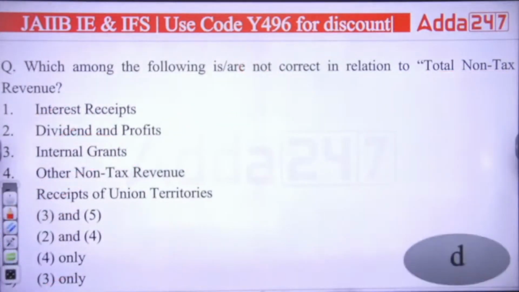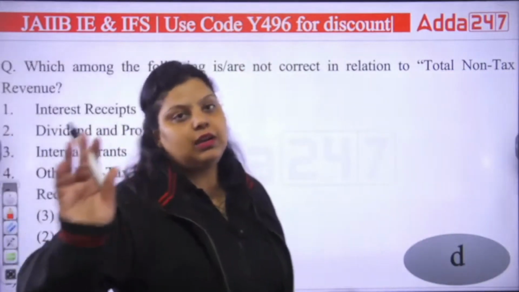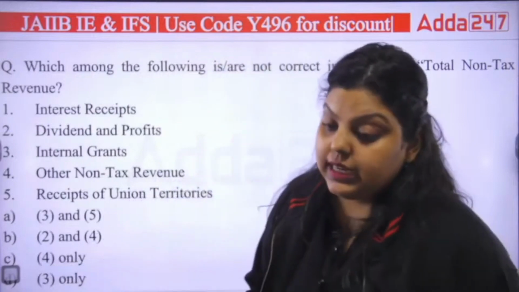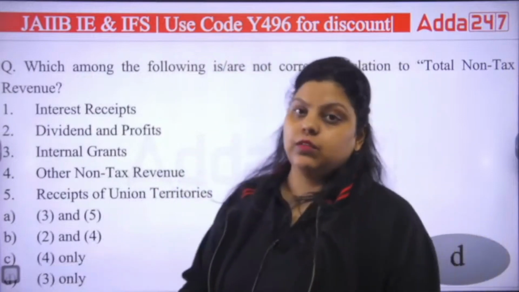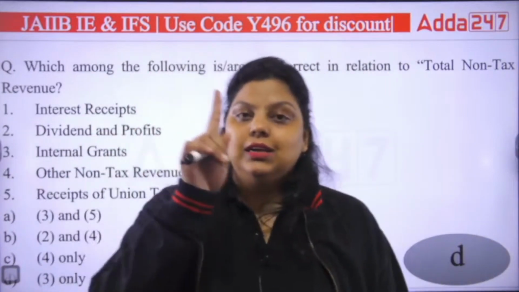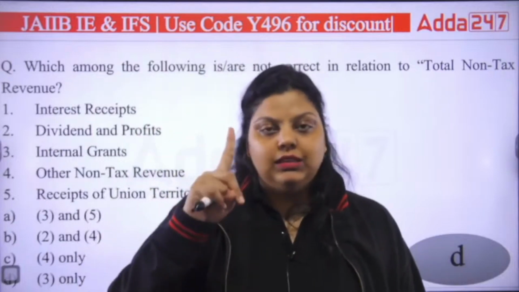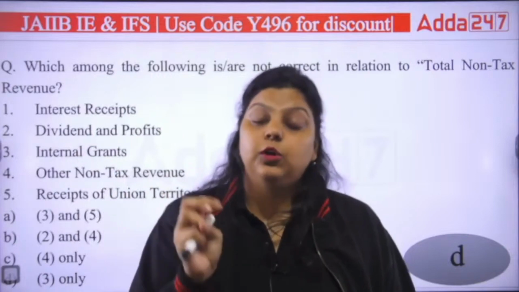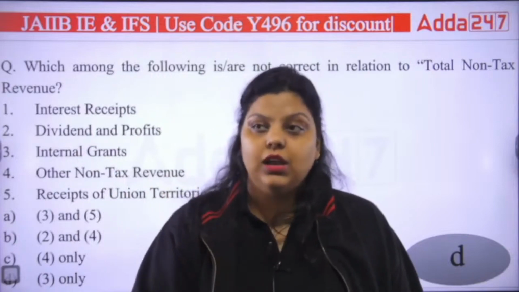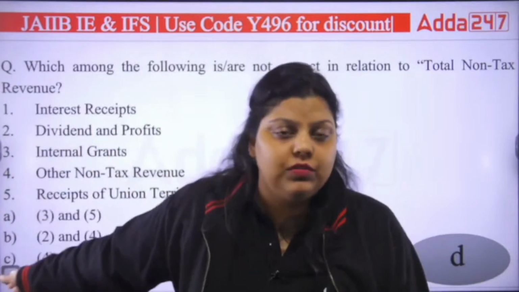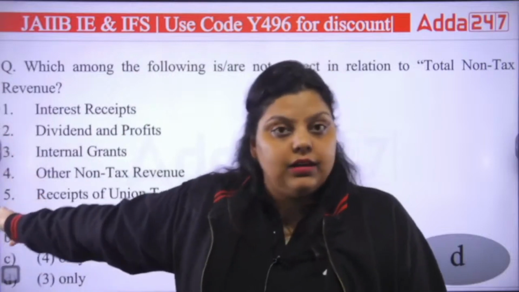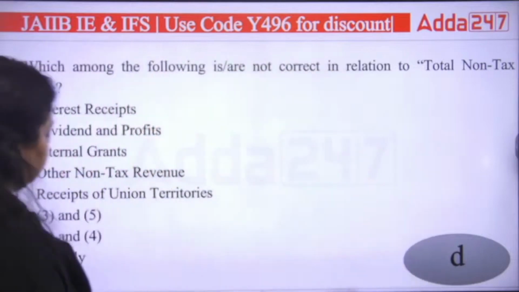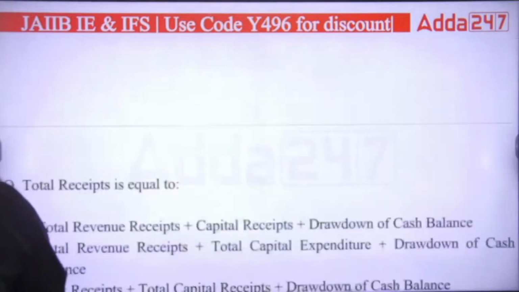Non-tax revenue means the day-to-day income of government earned in other ways, not in the form of tax. The day-to-day income of a government comes under revenue receipts. Revenue receipts cover tax revenue and non-tax revenue. Tax revenue covers all earnings from direct and indirect taxes. Non-tax revenue covers fines, penalties, challans, interest receipts, dividends, and grants. So the right answer here is D.